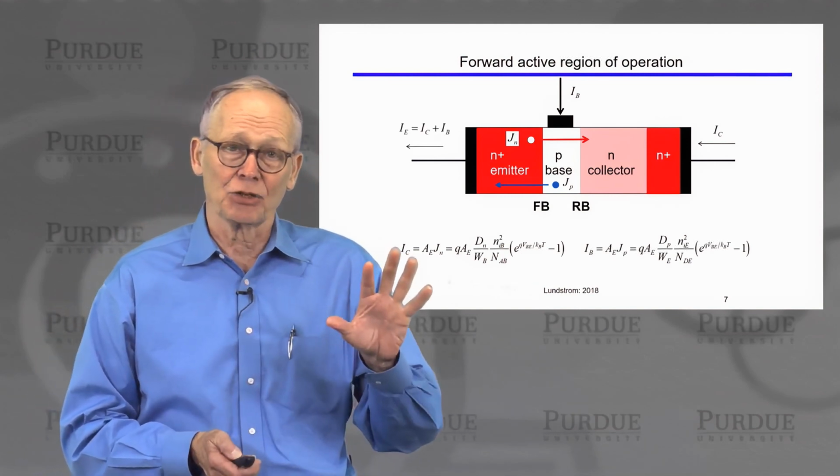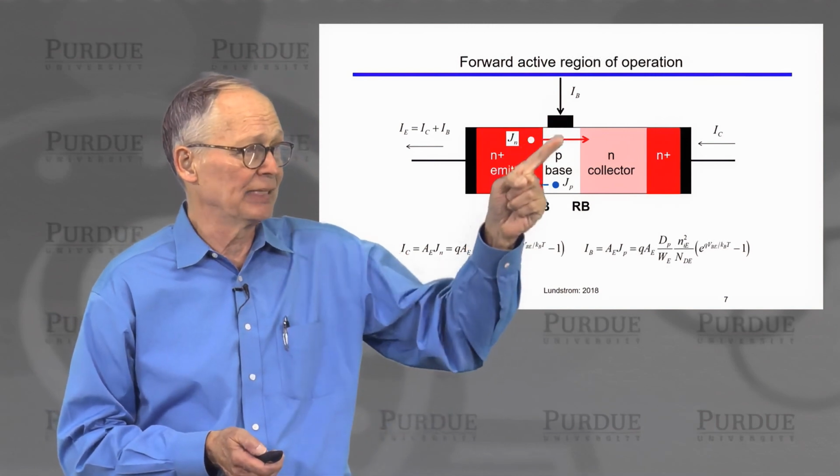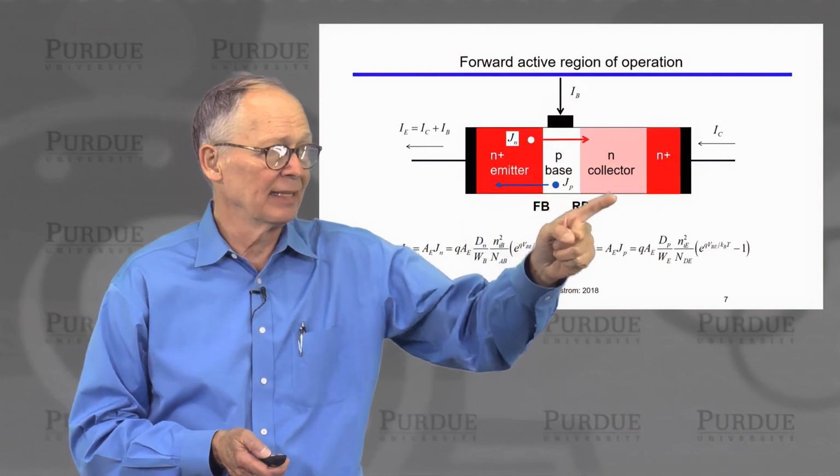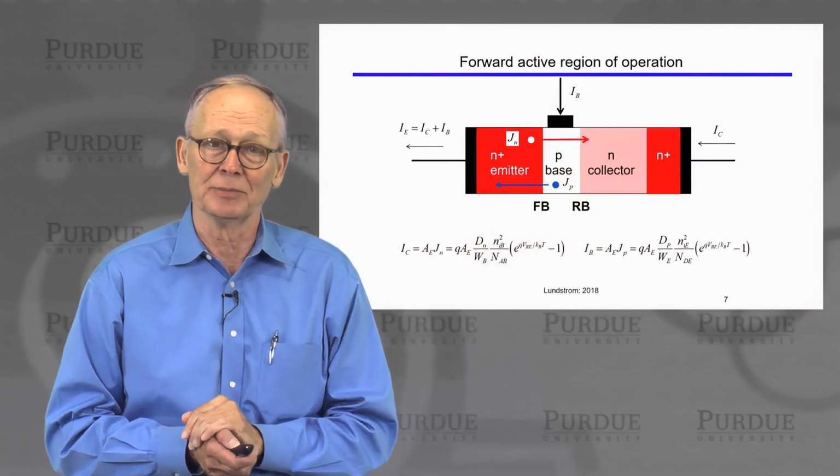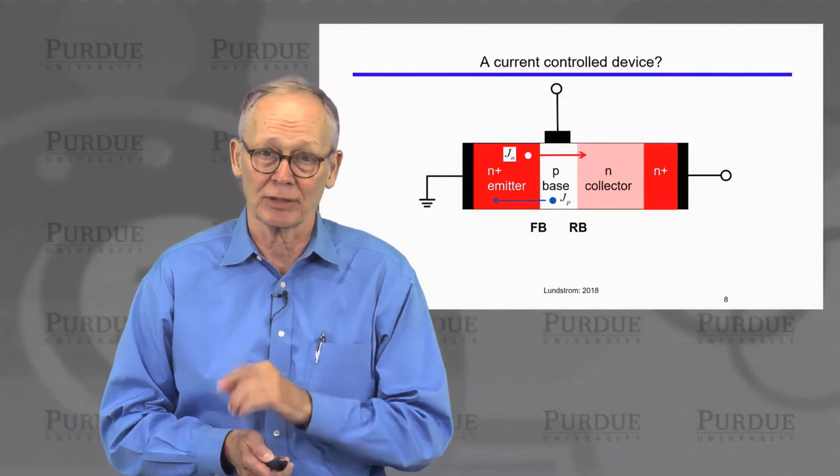All right. And Kirchhoff's current law tells us if we have a base current coming in the base contact, a collector current coming in the collector contact, then the sum of the two go out the emitter contact. That's just Kirchhoff's current law.